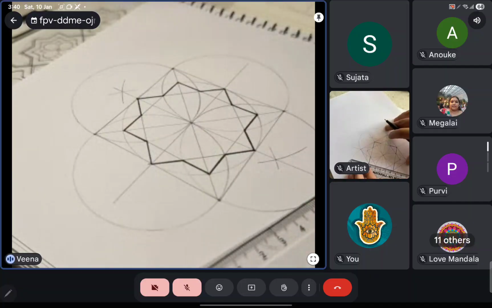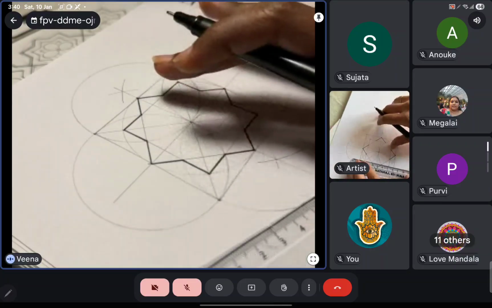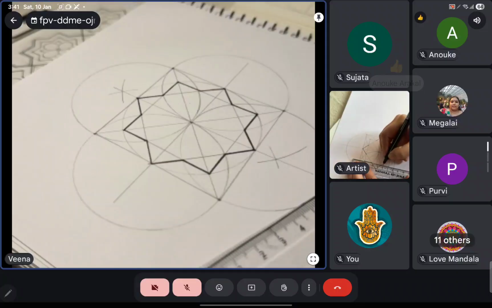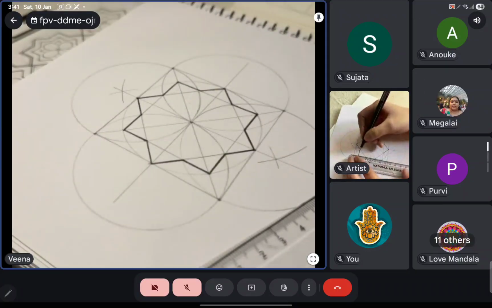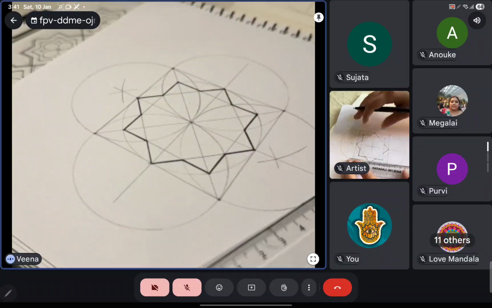Now, let me know if everyone is comfortable until here, then we'll go ahead with the next one. I mean, constructing the similar pattern within this. So it's the same process, but we're doing it inside this now. That's it.